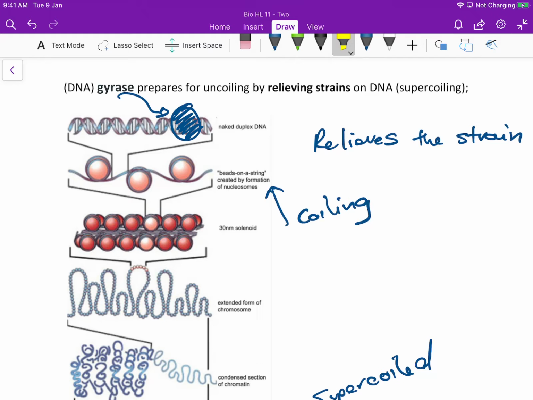So DNA gyrase prepares for the uncoiling that we're going to see, the separating into two strands, by relieving the strain on the DNA. Imagine really tightly wound up string. Before you could separate two strands of really tightly coiled up string, you'd have to uncoil it a bit before you could unwind it into two. And so that's our first enzyme. DNA gyrase will relieve the strain on the DNA. It will undo some of the supercoiling that might be there.